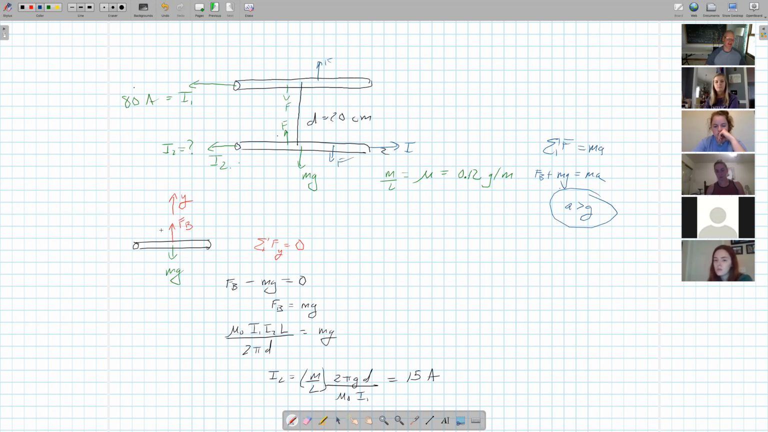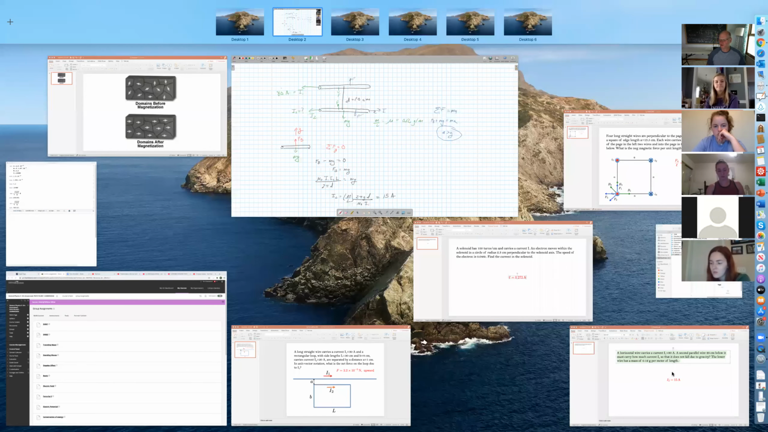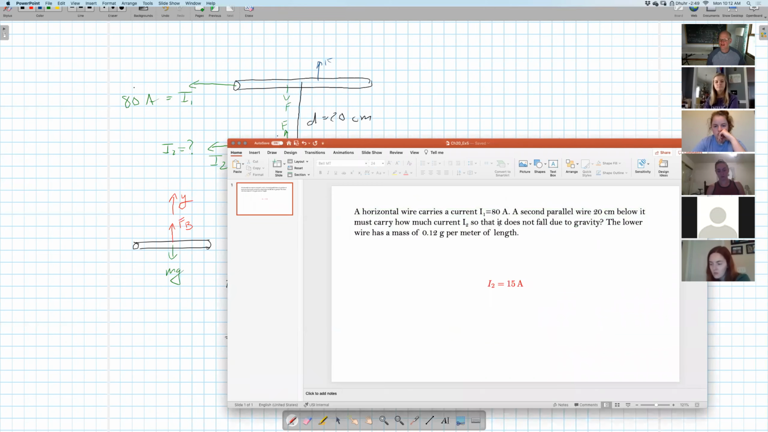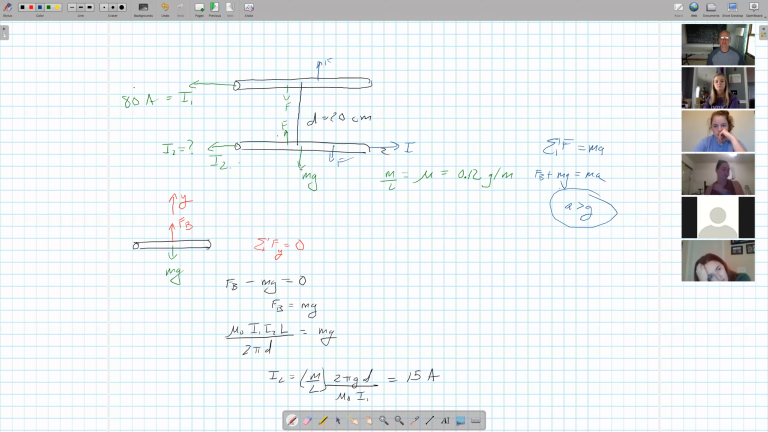But specifically in the problem, since we want it to not fall, let's go back to the problem. Here we go. It says it does not fall due to gravity. So that means we have to have the magnetic force pulling upward to make sure this guy is not falling downward. So we need two forces in opposite directions. Does that make sense? Now that would be different if we were looking at the opposite.